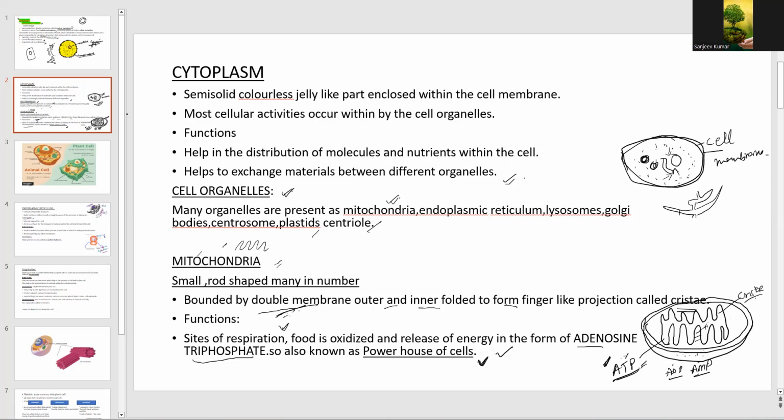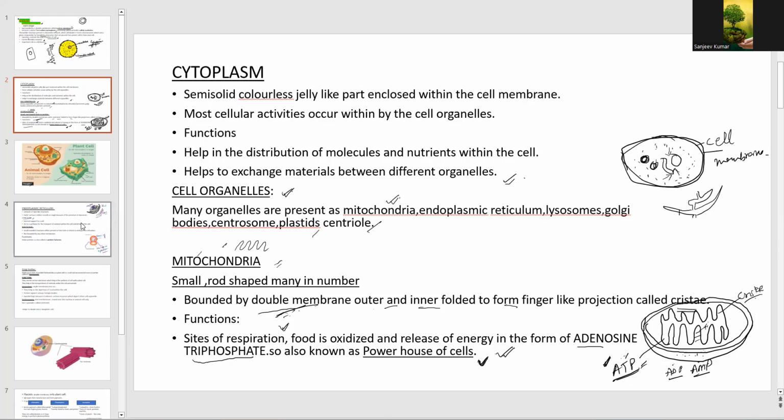Now, power of the cell means a question can be framed like this: why is it called the power of the cell, or which organelle is called the power of the cell? It is the mitochondria. Okay, why? Because the energy is released in the form of ATP, which is formed here, and it is called the powerhouse of the cell.